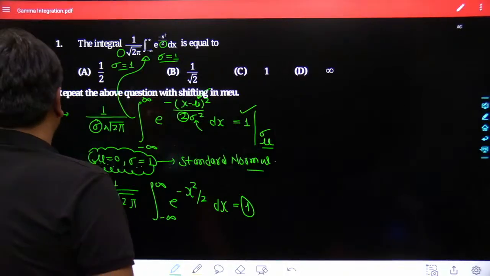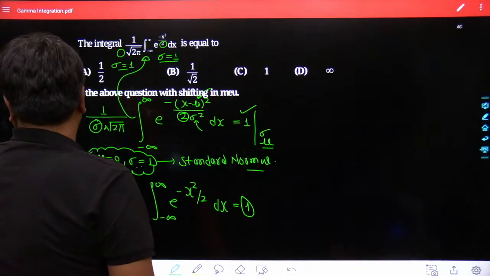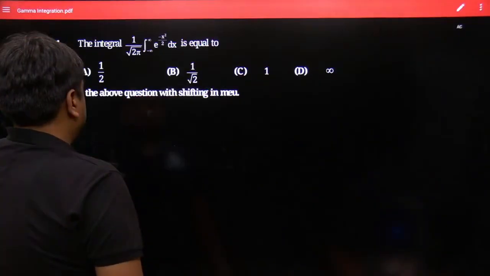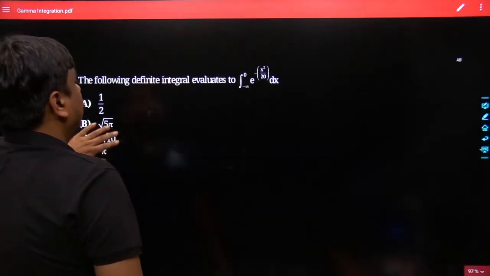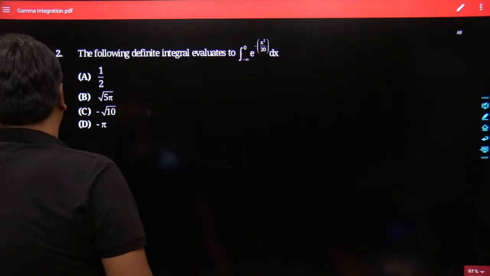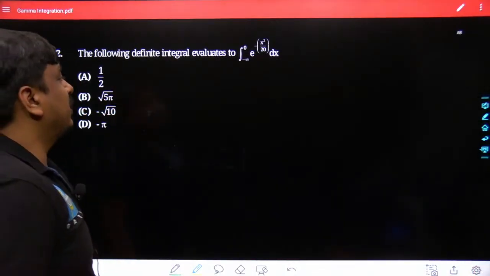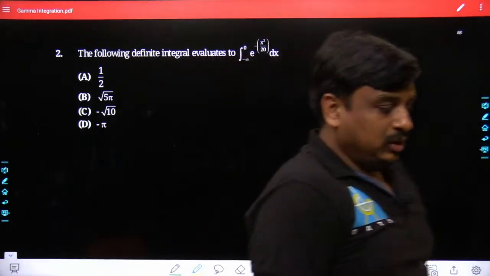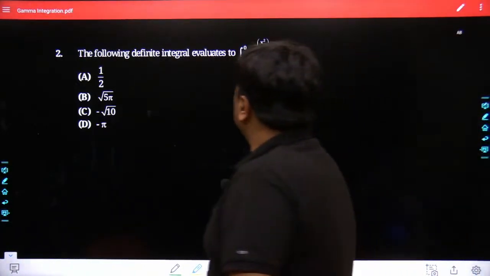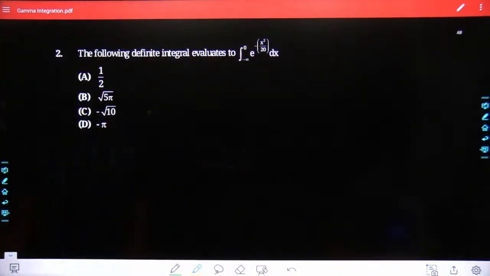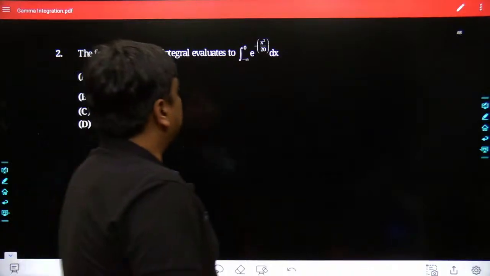In the same sequence, let me take the next question. Tell me what would be the best answer for this given problem. The integration is from minus infinity to 0 of e raised to the power of minus x square divided by 20 dx. What would be the best answer for this given problem?